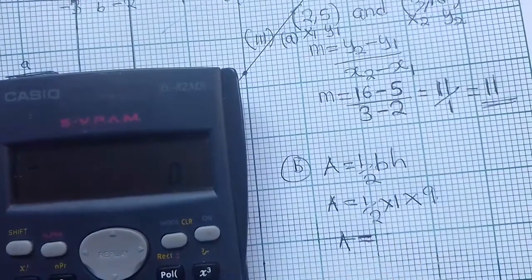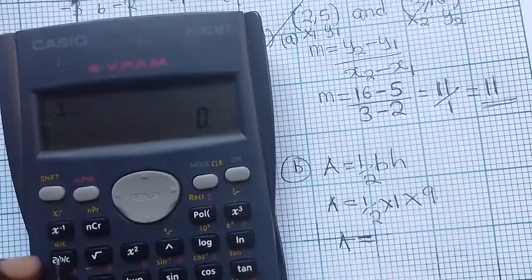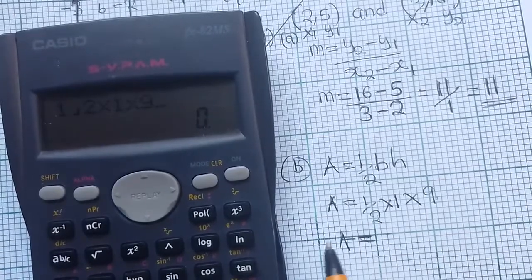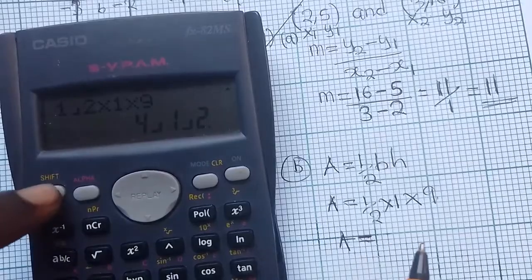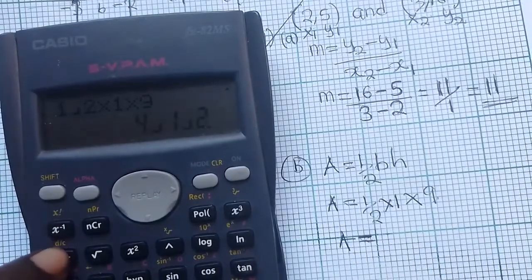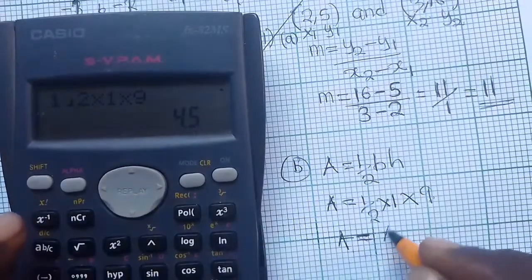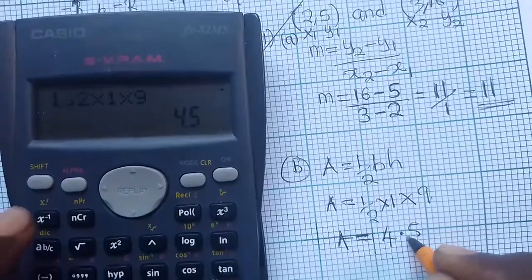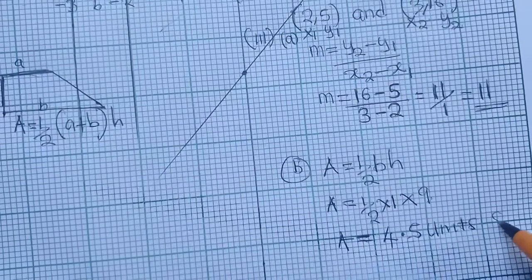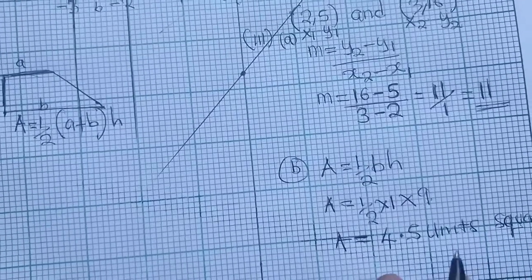According to the calculator I'm using, over is here. Over 2, times 1 times 9. What is the answer? When I press there, it's 4.5. So 4.5, then I just say units squared. This is how I need to answer it.